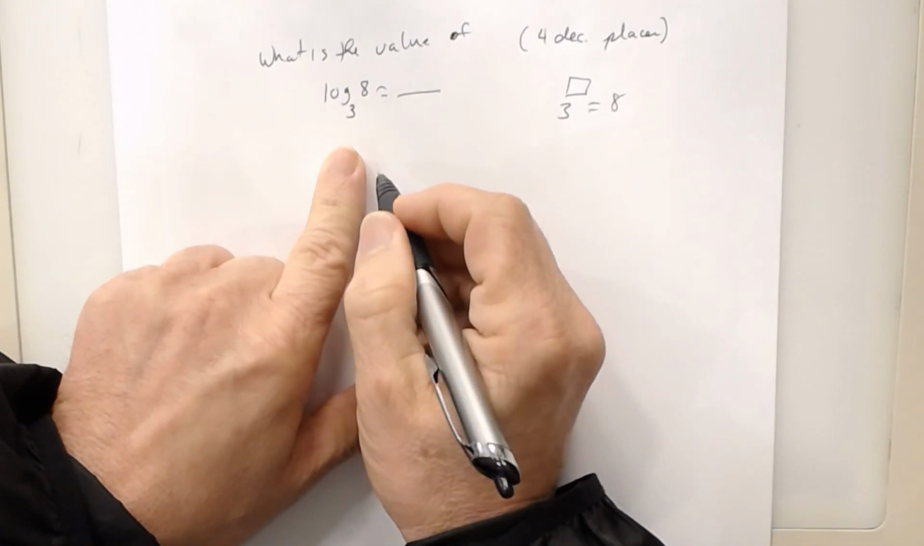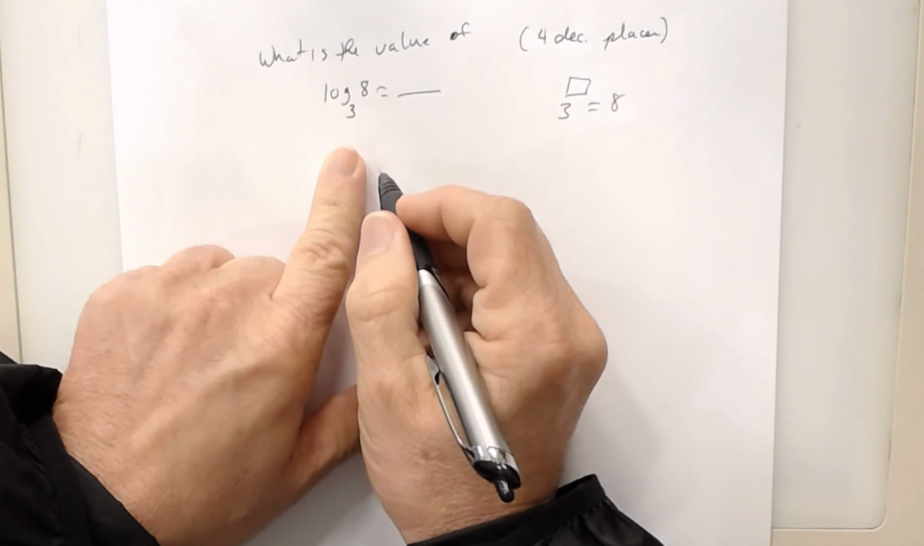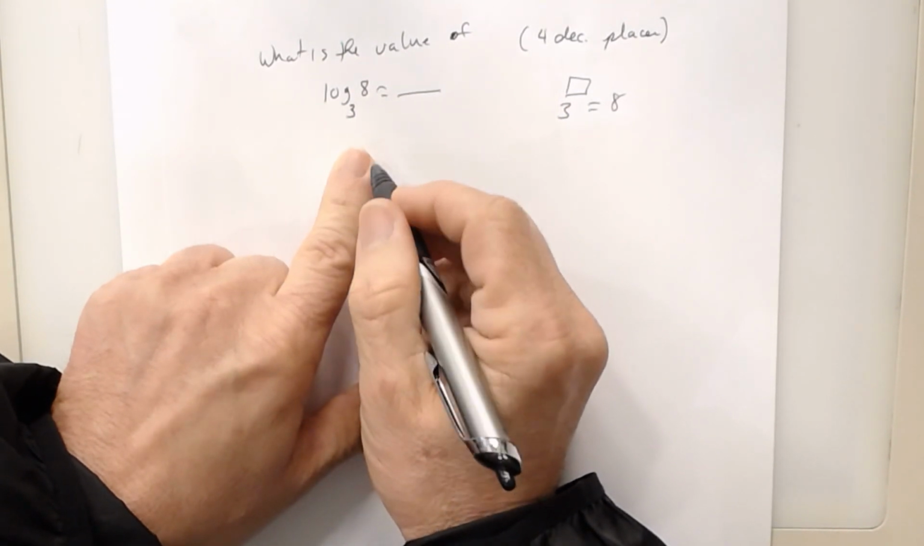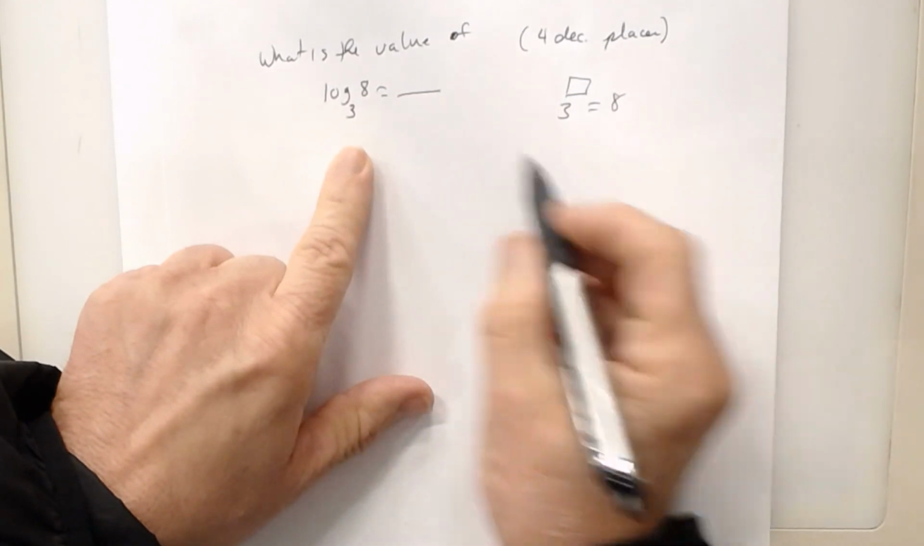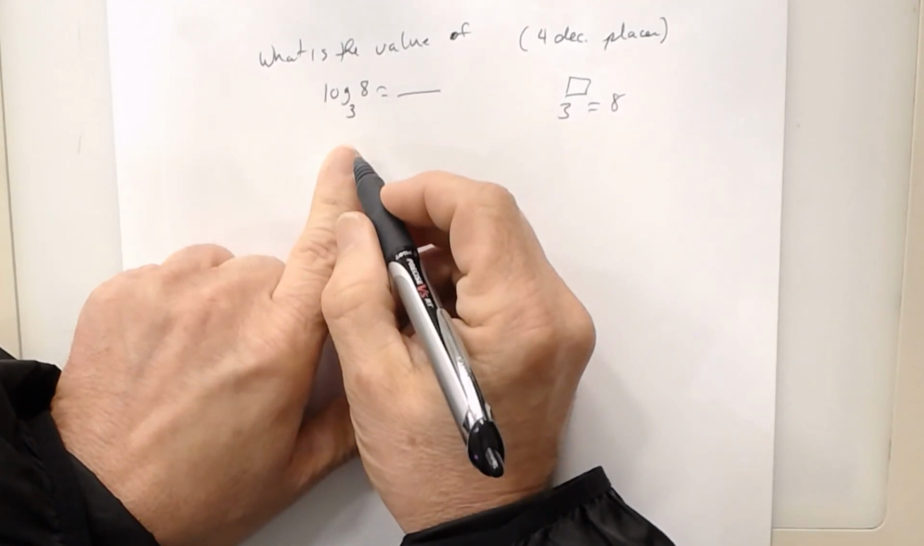All right, so here's how you do that. Okay, so here's how you do that. You're going to use what's called the base change formula.